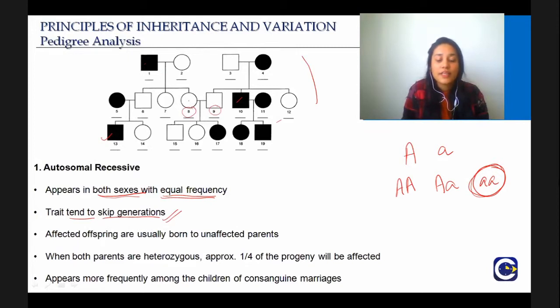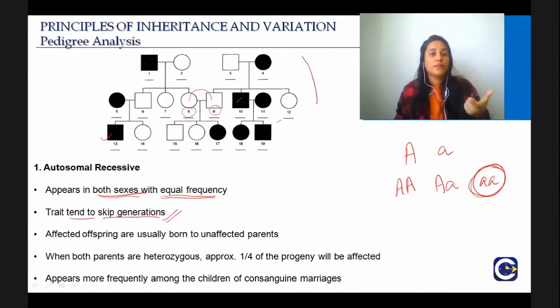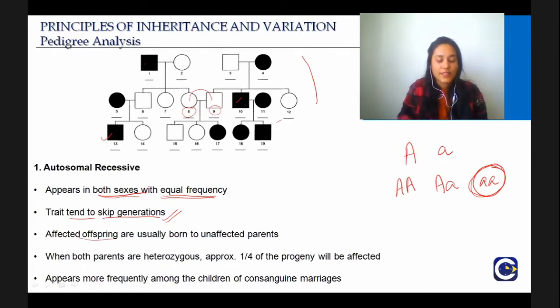So none of the 8 and 9 have the disease, but one of their children, that is number 17 here, has the disease. So is it possible that a child who has a disease is born to parents who don't have the disease? Yes, affected offspring are usually born to unaffected parents. So this is an autosomal recessive.